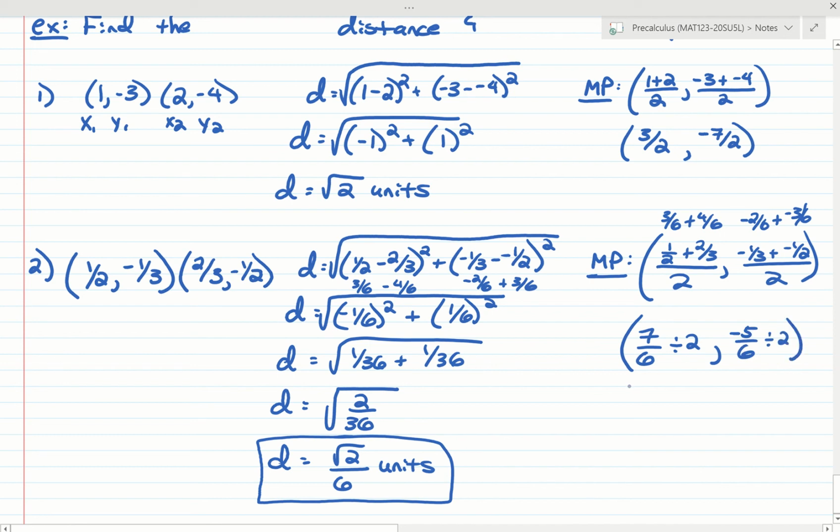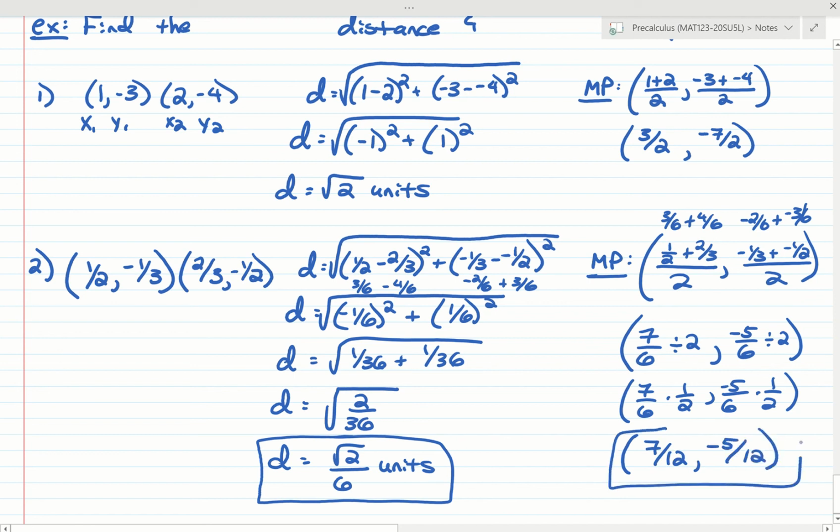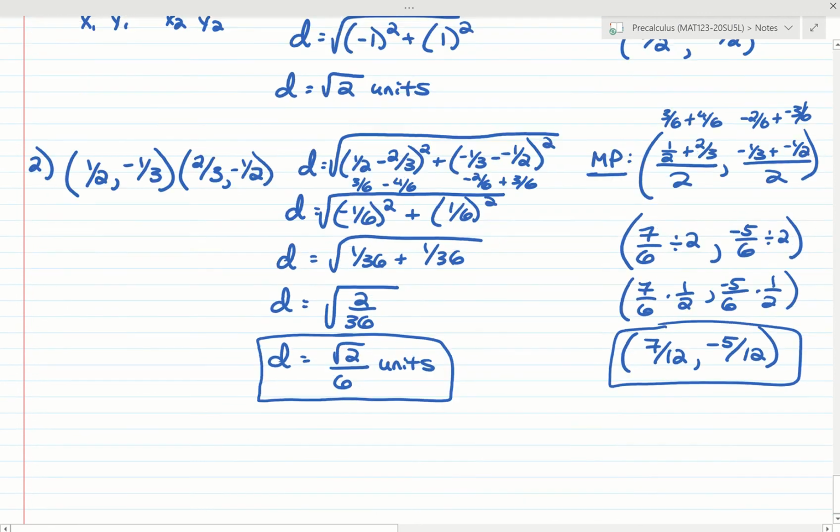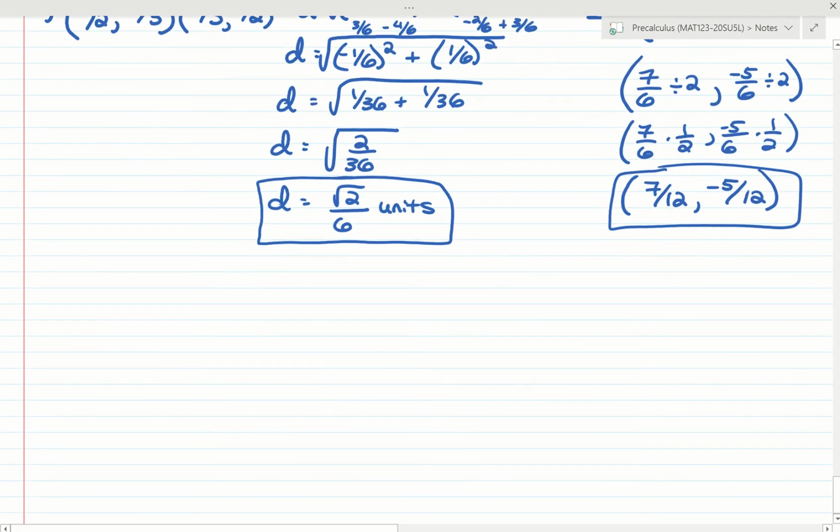Now remember, when we divide by 2, we talked about this. It's the same thing as multiplying by the reciprocal. And this would just be 7 over 12, comma, negative 5 over 12. So it takes a little bit of work, but it's not hard math. It's just more annoying than anything else. And one more problem here.